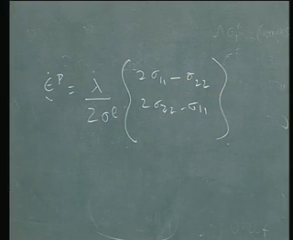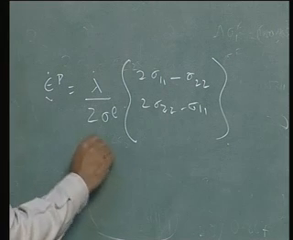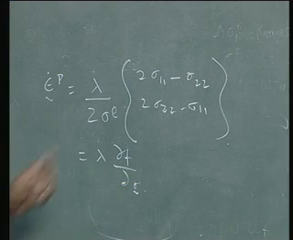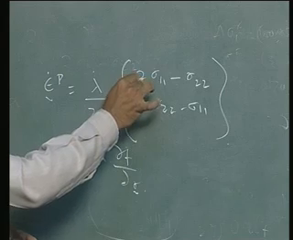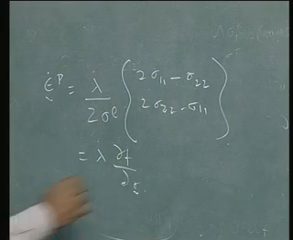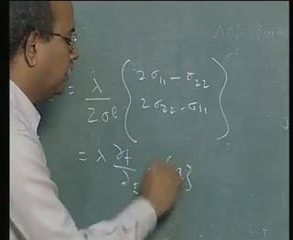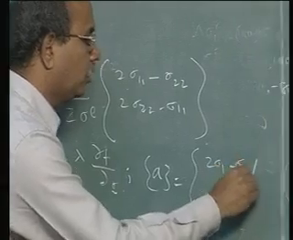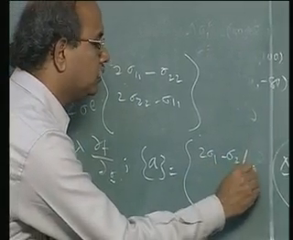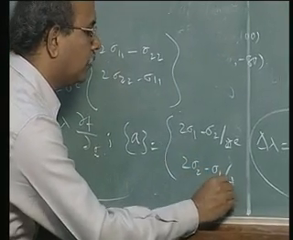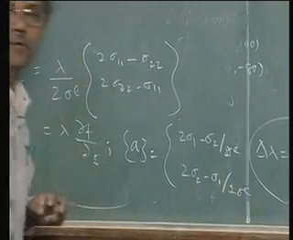So what is my dou F by dou sigma? Remember that this is equal to lambda dot dou F by dou sigma, and dou F by dou sigma happens to be A. So A is equal to 2 sigma 1 minus sigma 2 divided by 2 sigma E, then 2 sigma 2 minus sigma 1 divided by 2 sigma E.